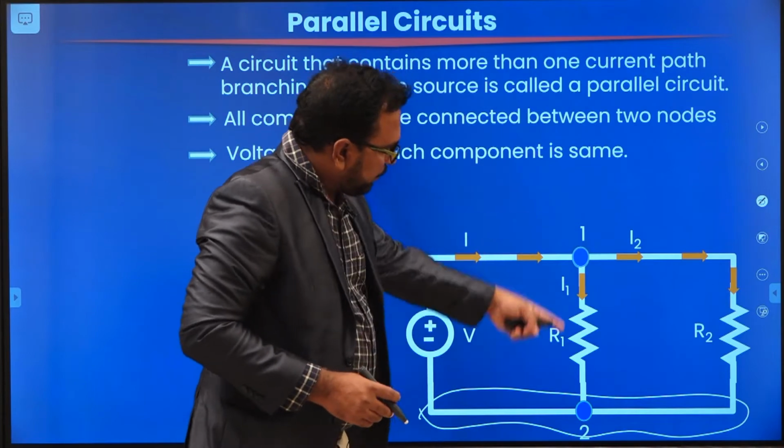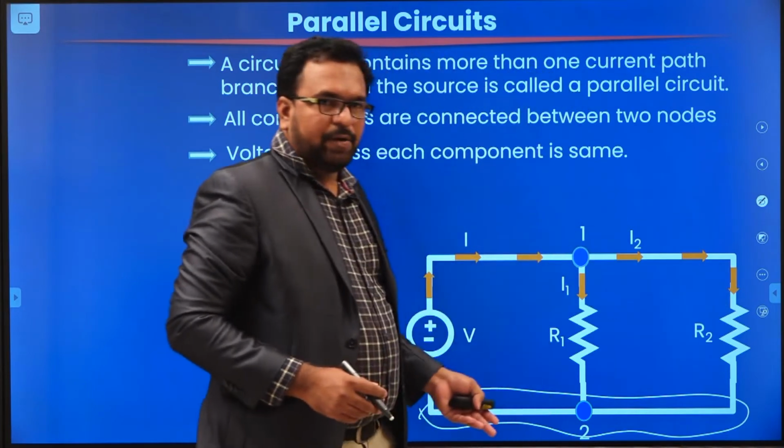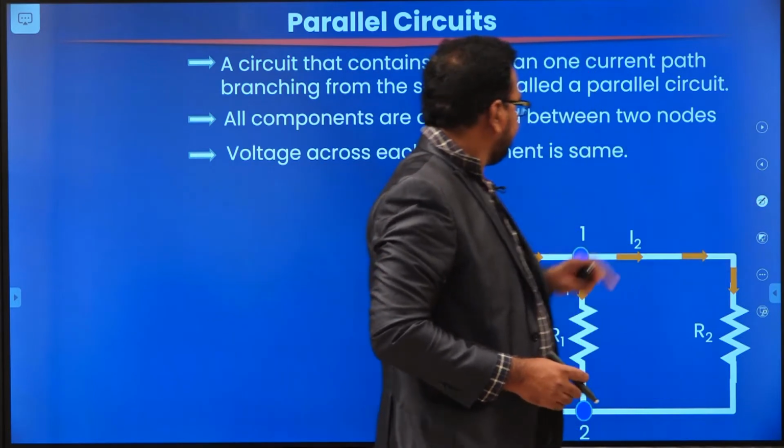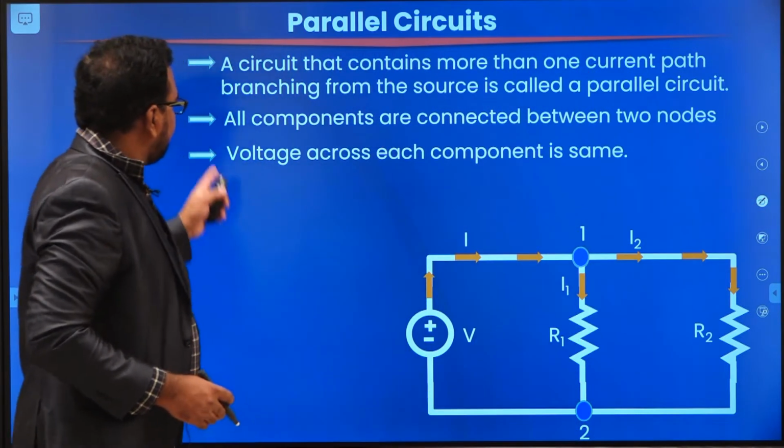Next, R1 is connected between 1 and 2 and R2 is also connected between 1 and 2. All the elements, three elements, are connected between two nodes only. Two nodes only. That is the second point.